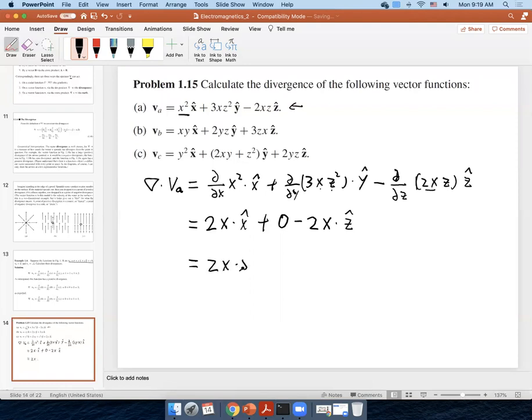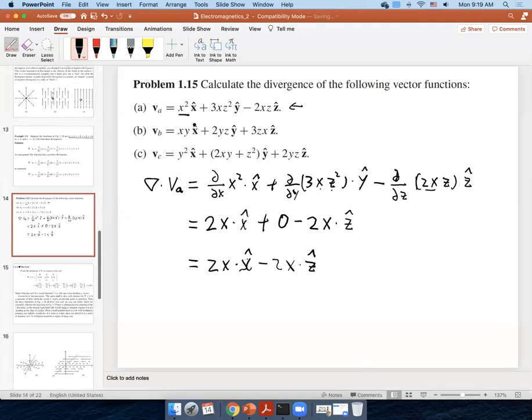So finally, this is your answer: 2x in x direction subtracted by 2x in z direction. So that's the divergence. So for B and C, you can do it by yourself. We just talked about the question A.